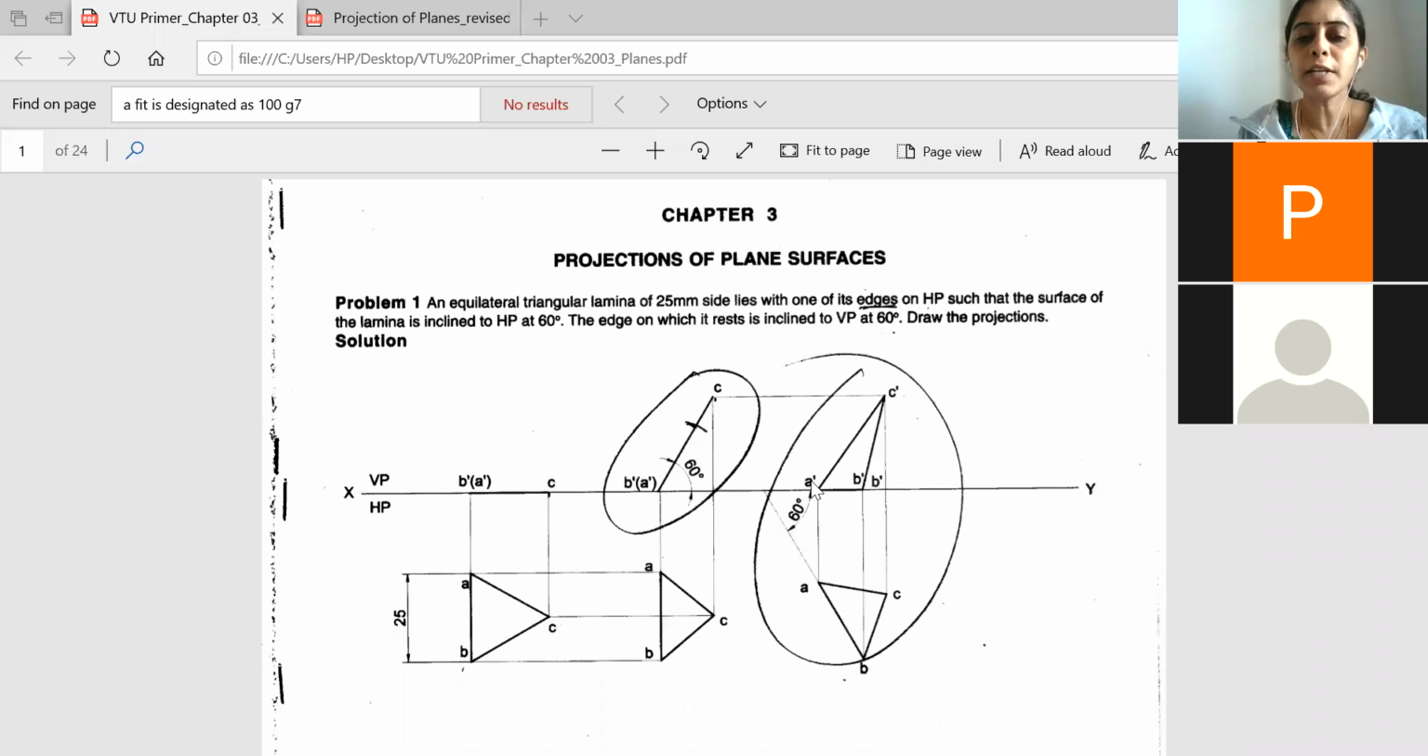So this will be our A dash. Then you will go with the locus of B. It is meeting with B dash here. So this will be our B dash. Then you have the point C here. So you will extend the projection of C here and the projection of C dash. So where it is meeting, this will be our C dash. So after naming, then you will join A dash to B dash, B dash to C dash. So this will be the apparent shape of the equilateral triangle lamina.